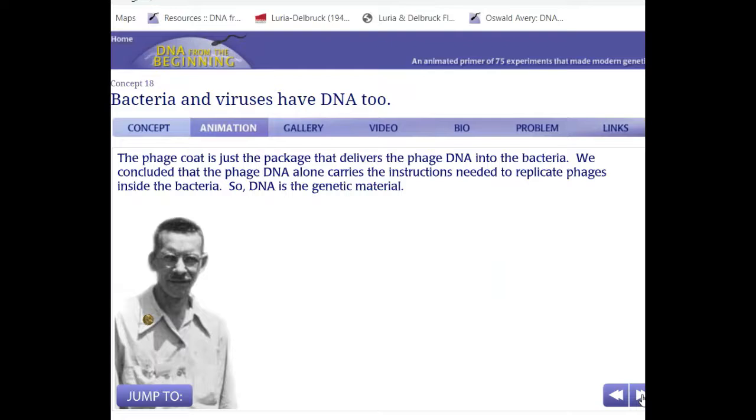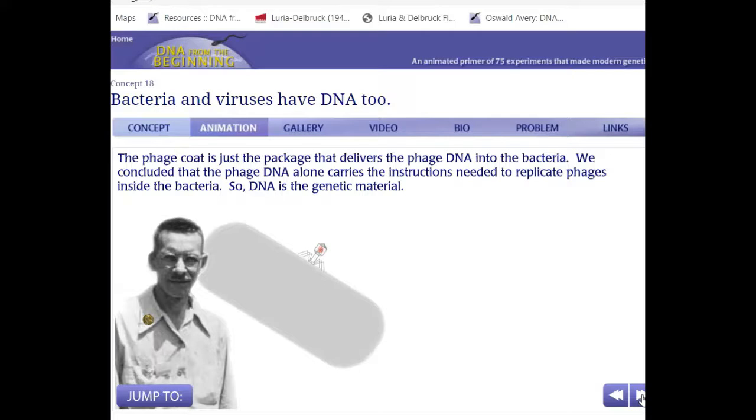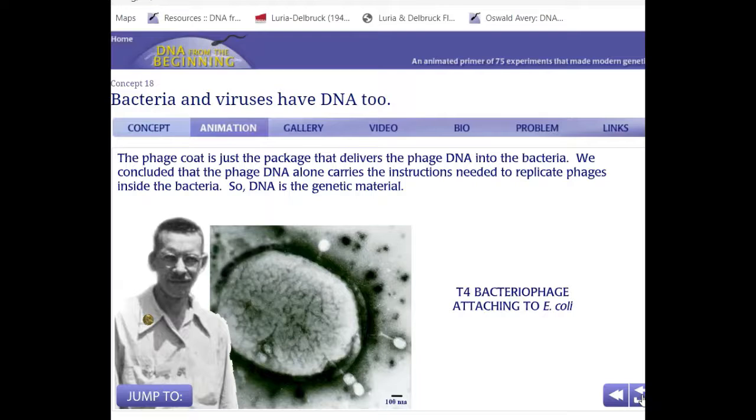The phage coat is just a package that delivers the phage DNA into the bacteria, and they concluded that the phage DNA alone carries the instructions needed for the replication of phages inside the bacteria. So DNA is the genetic material. You can see the DNA was incorporated into the cell, and using that DNA, more phages were released. Here the T4 bacteriophage is attaching onto E. coli. I hope this is clear to you.